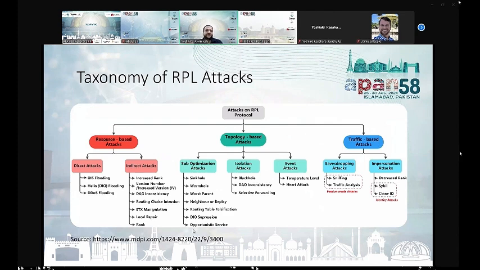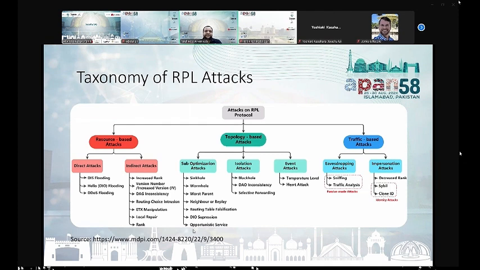Here we can see in this slide, RPL attacks can be classified into 3 types. I would like to mention here that the local and lossy network has different types of protocols, and RPL is one of the most popular routing protocols in this type of network. And this protocol is vulnerable to different types of attacks. As you can see here, there are 3 main types: resource-based attacks, topology-based attacks, and traffic-based attacks.